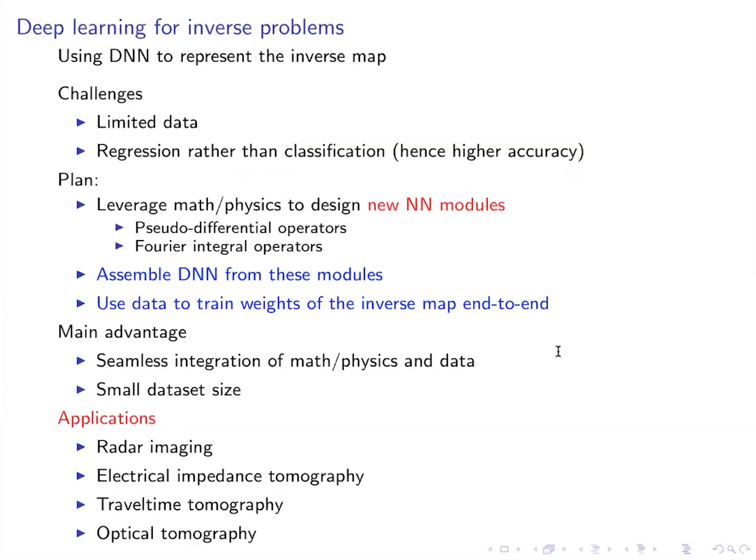So the goal of this talk is to use deep learning to solve inverse problems. Actually, what I mean by that is that we're going to use a deep neural network to represent the inverse map. So we're going to find an architecture for certain applications in inverse problems. We're going to find a deep neural network architecture, and then we're going to train this neural network so that it makes correct predictions.